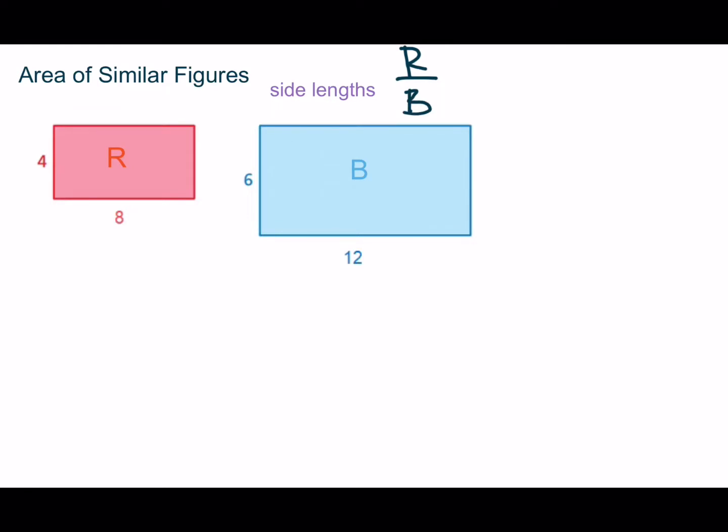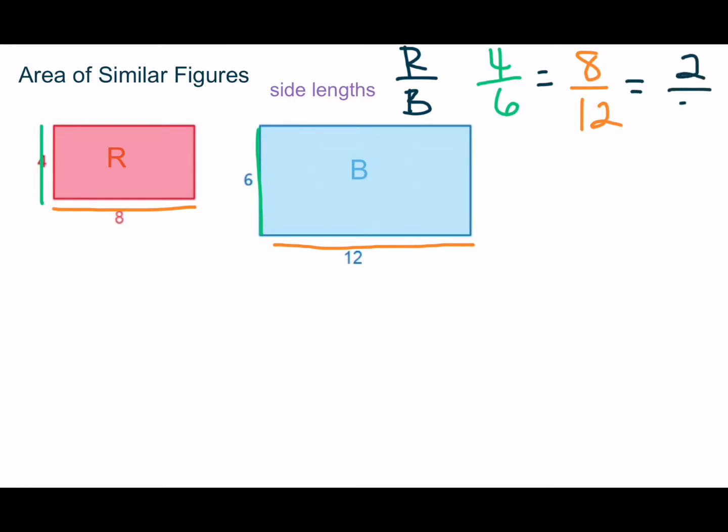Start with the first side length. Let's do 4 in the red shape, corresponding to 6 in your blue shape. And then the next side length is going to be 8 in red, which corresponds to 12 in blue. Let's just simplify these two fractions, and when you do, you should see that both of them simplify down to 2 over 3. We can see that their corresponding side lengths are proportional. That means that these two rectangles are similar to each other.